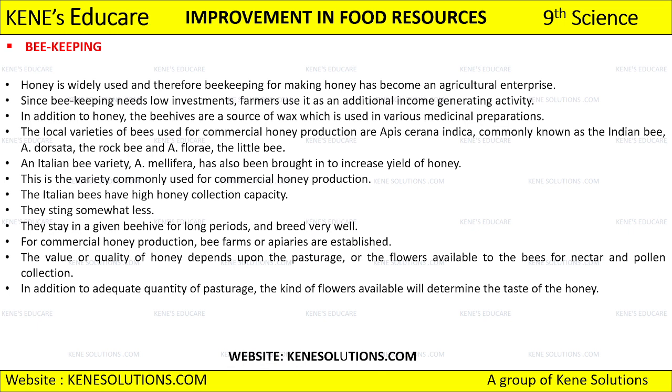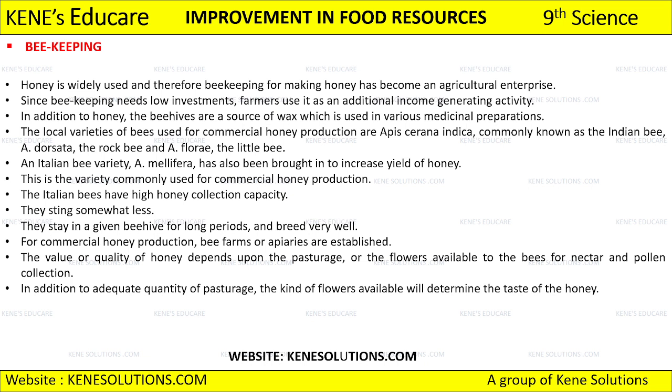Mellifera. We bring that to increase the yield of the honey. So this is the variety which is mostly used for commercial honey production. Now one of the important things that you need to know over here is the names of the bees, like the Indian variety bee, the Italian variety, every name. Okay, so Italian bees have high honey collection capacity and they sting somewhat less.